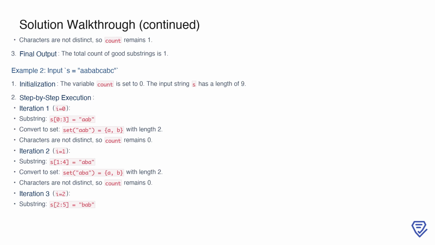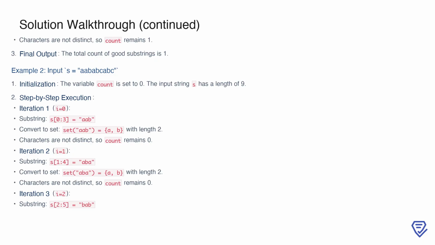Now, let's explore a second example with the input string s equals aababcabc, which has a length of 9. Again, we initialize count to 0 and iterate through the string with a sliding window of size 3. In the first iteration, i equals 0, the substring is aab. Converting this to a set gives a, b, which has a length of 2, indicating not all characters are distinct. Therefore, count remains 0.